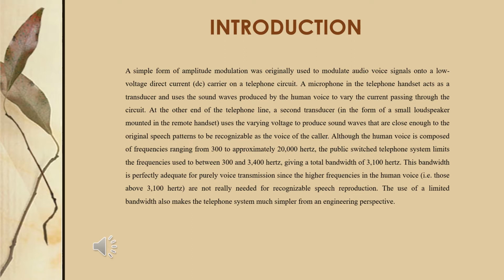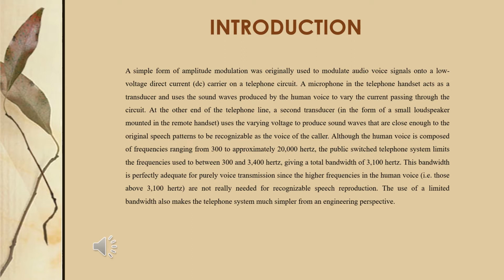Principle. The title is AM transmitter and AM receiver. For introduction, a simple form of amplitude modulation was originally used to modulate audio voice signals onto a low voltage direct current DC carrier on a telephone circuit. A microphone in the telephone handset acts as a transducer and uses the sound wave produced by the human voice to vary the current passing through the circuit.